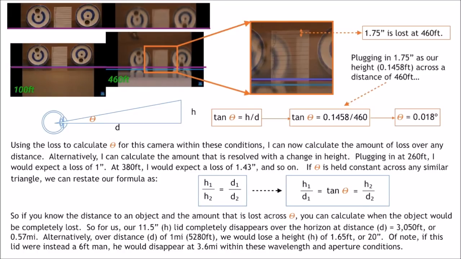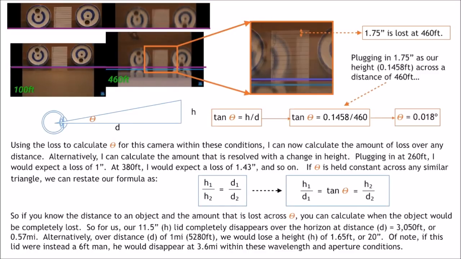limit. So using the loss to calculate theta for this camera within these conditions, I can now calculate the amount of loss over any distance. Alternatively, I can calculate the amount that is resolved with a change in height, just like we did before. So plugging in at 260 feet, I would expect a loss of about 1 inch. At 380 feet, I would expect a loss of 1.43 inches, and so on.